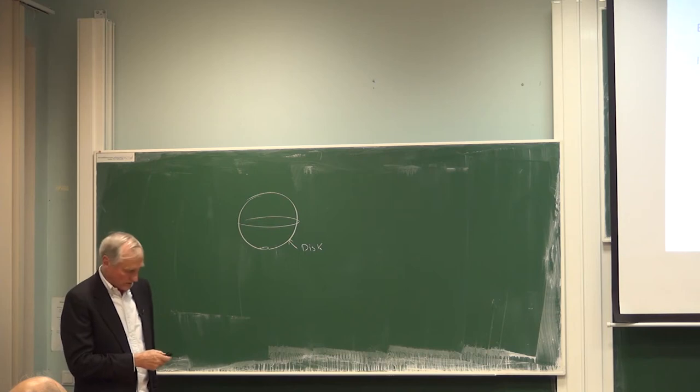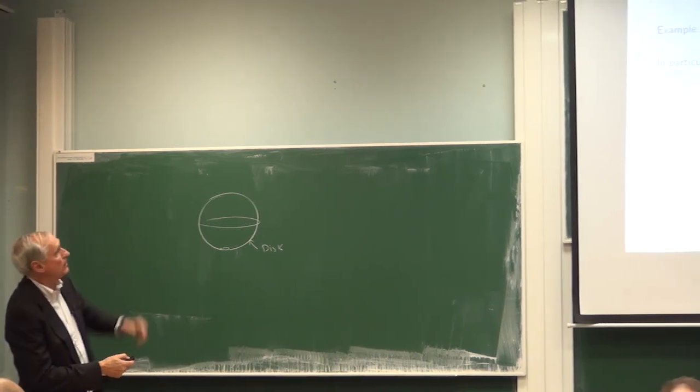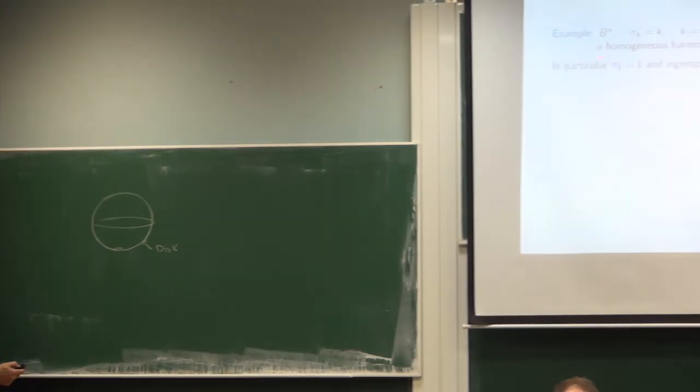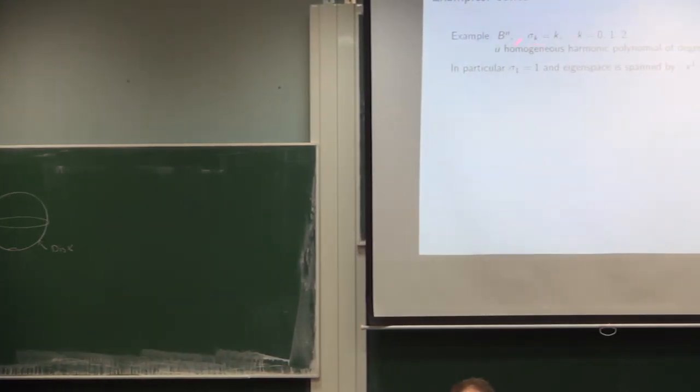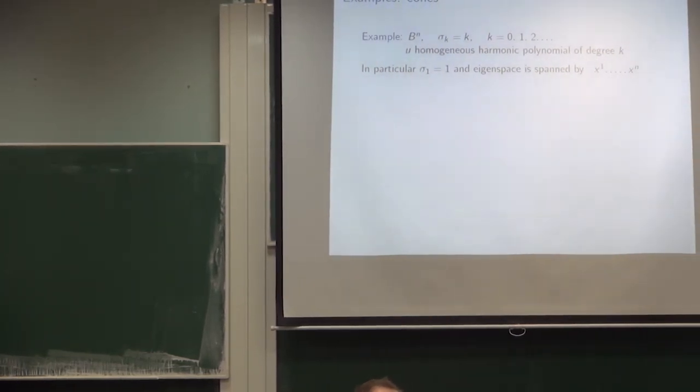So let me take a couple of examples. In the case of the ball, the unit ball in R^n, let's call it B^n, it turns out you can explicitly compute the Steklov eigenvalues. So they're just the non-negative integers.